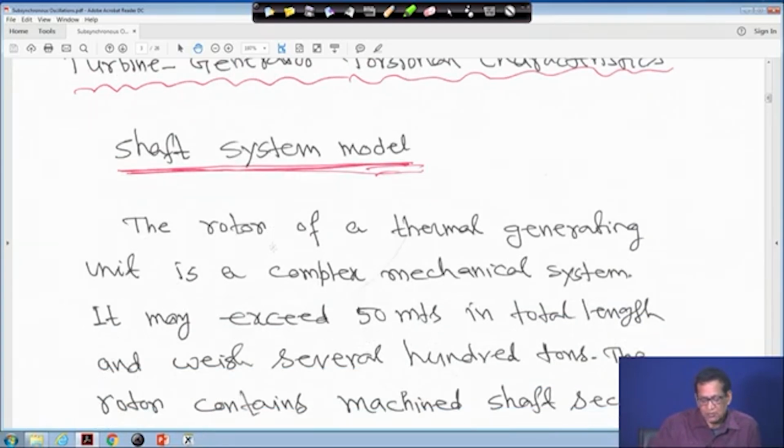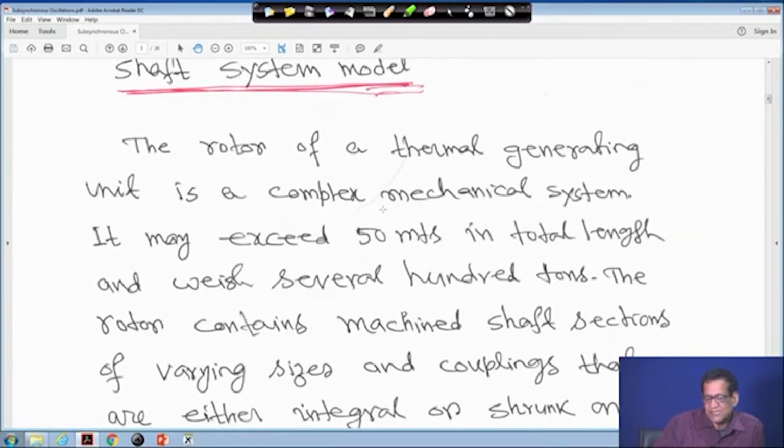The rotor of a thermal generating unit is a complex mechanical system. It may exceed 50 meters in total length and weigh several hundred tons. I do not know whether you have seen an open rotor, particularly for a thermal power plant. If you see that rotor, you will find it is very long, because you have the turbine and then the generator coupled. So, it is a very complex system and the weight will be very heavy.